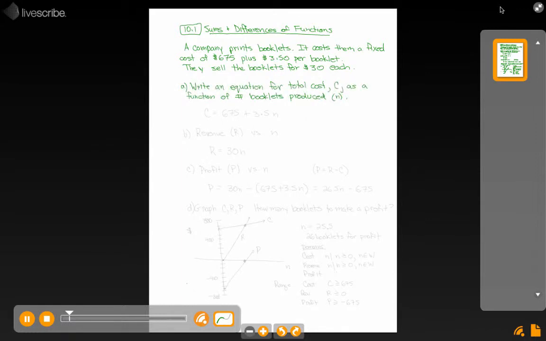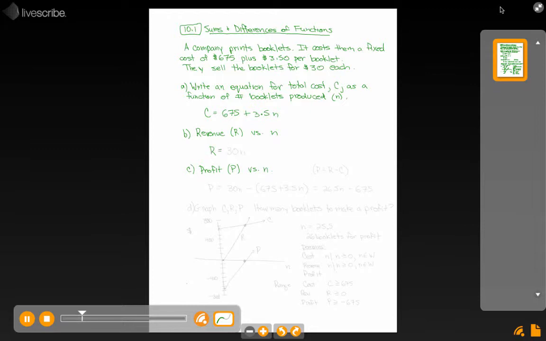First question we're asked to do is to write an equation for total cost C as a function of the number of booklets produced. We'll also be asked to do the same thing for revenue, which we'll just call R versus N, and we'll do the same thing for profit, which we can call P versus N. So the cost, what it costs this company to print these booklets, is C equals $675 plus $3.50 per booklet. So relatively straightforward equation, linear function.